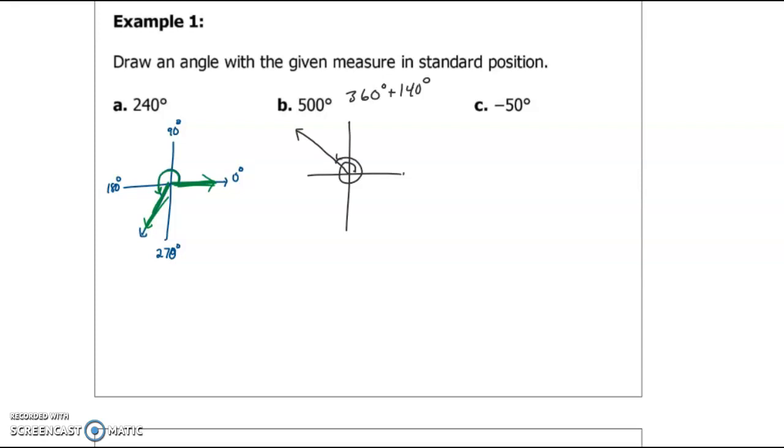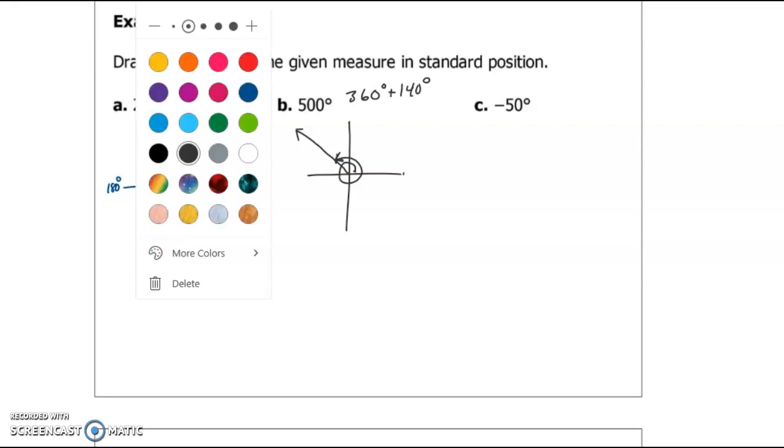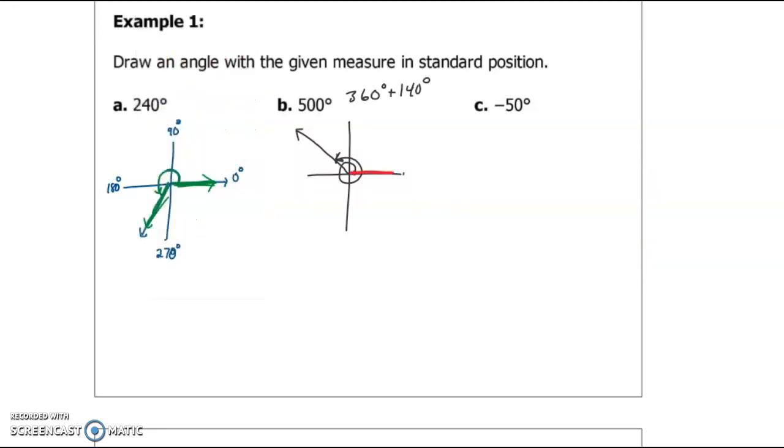So we want to draw the arrow on that spiral showing which direction this is going in. And then I'm going to go ahead and make this stand out. So here's your initial side, and here's your terminal side. You could use a highlighter or a pen when you do this on your homework. And that is 500 degrees.